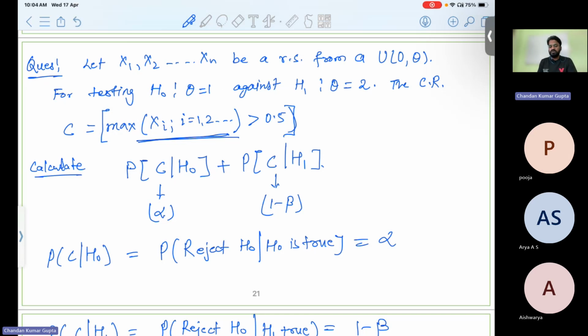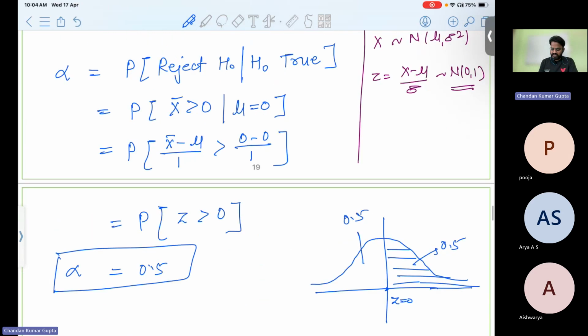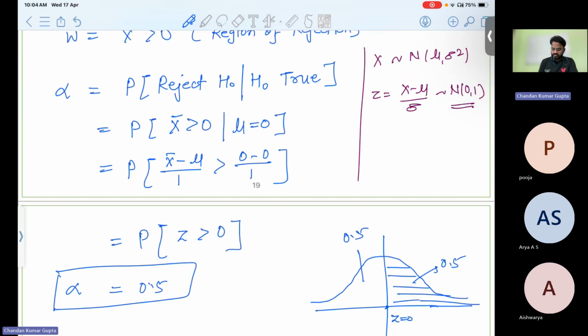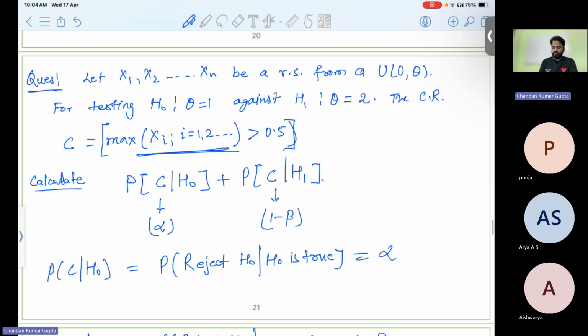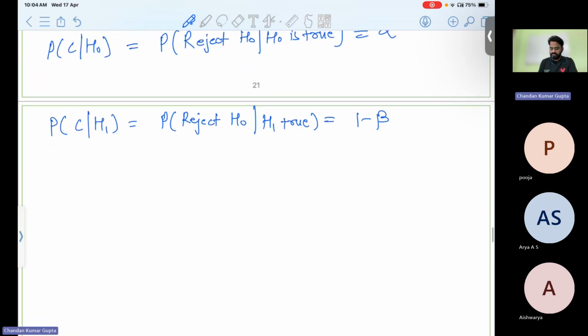Because the probability term is involved, like here, the probability of this. In the normal case, we calculate with the help of the standard normal curve. But here it is uniform, and we need to calculate the probability.